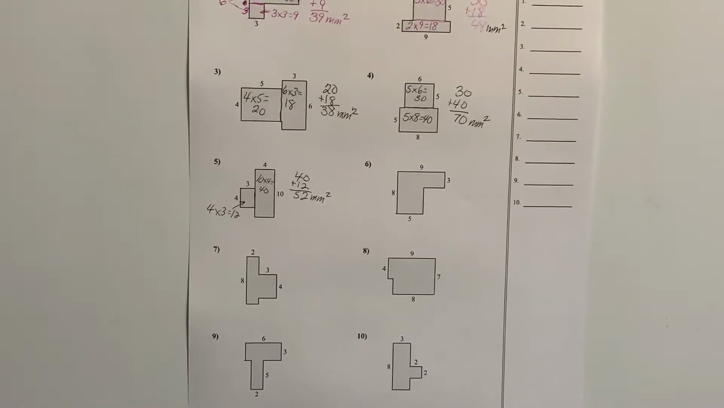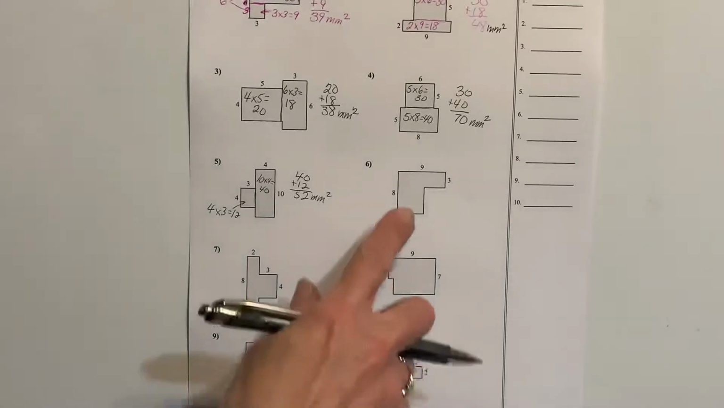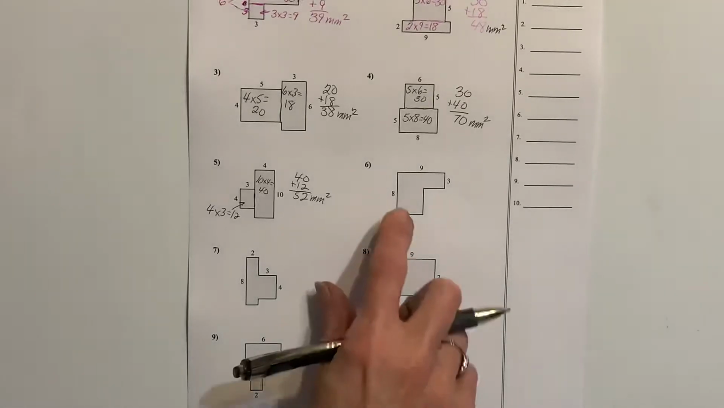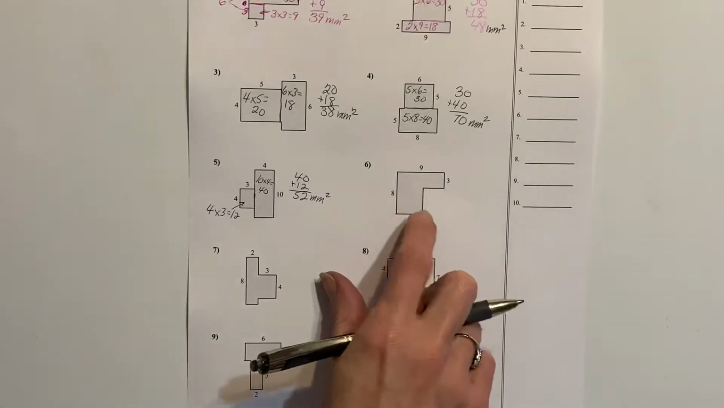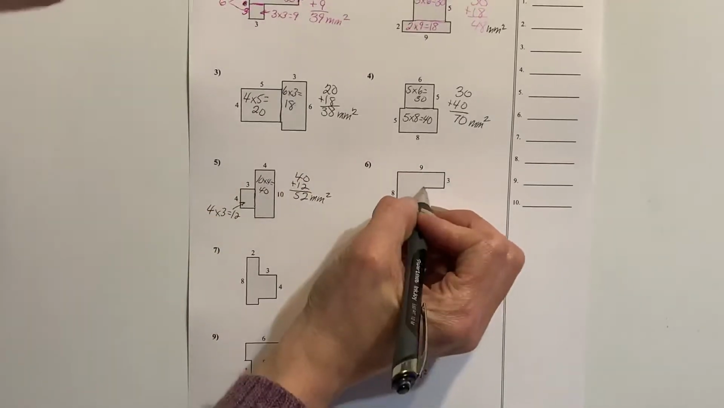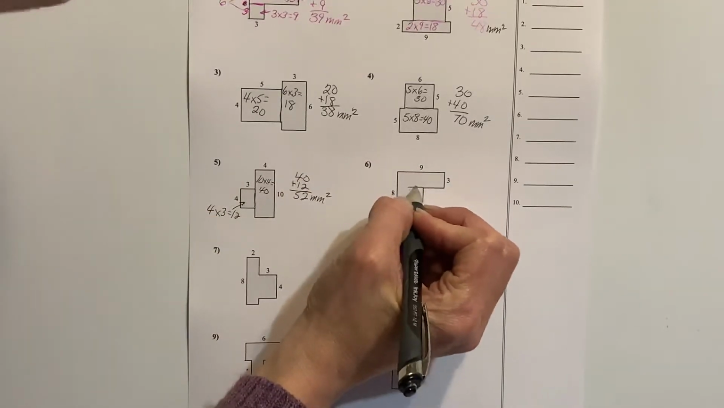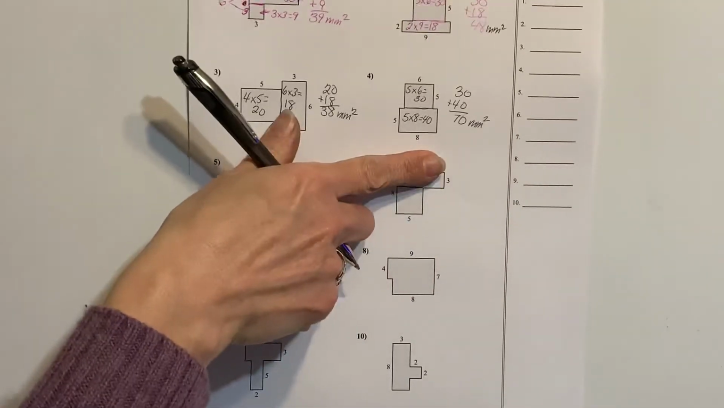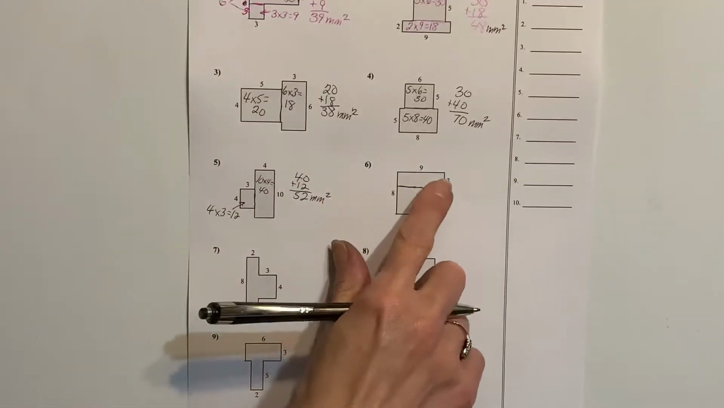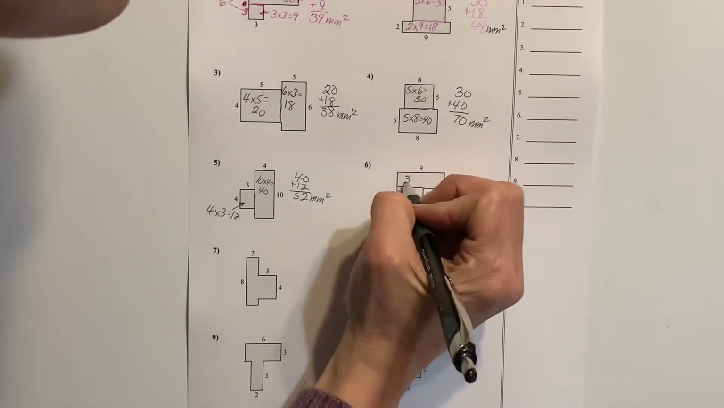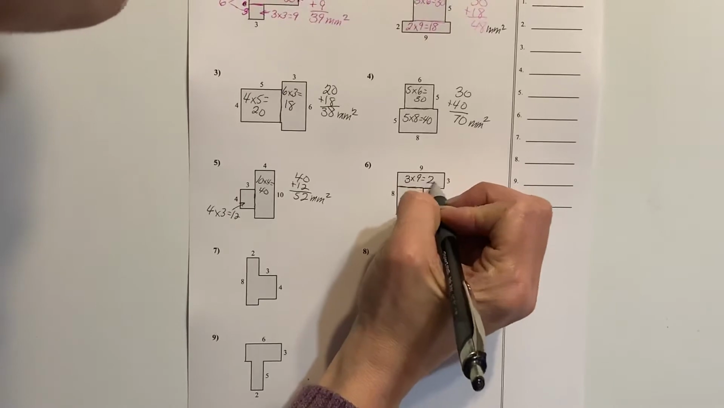And for number 6, we have 2 rectangles. One right here and one right here. Or we could split it right here. I think I'm going to go ahead and draw my line across like this. And then I can see I have a rectangle here and a rectangle here. So here I have 3 by 9. 3 times 9 equals 27.